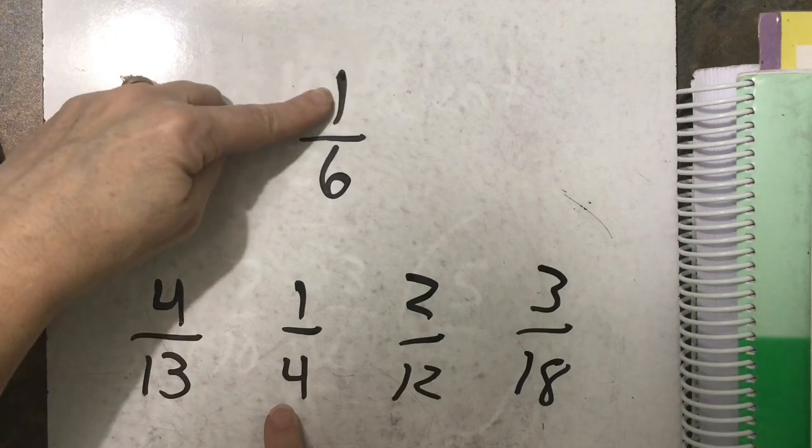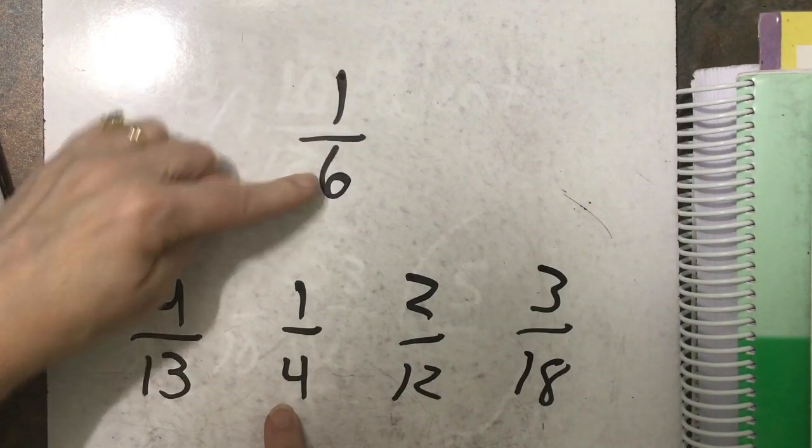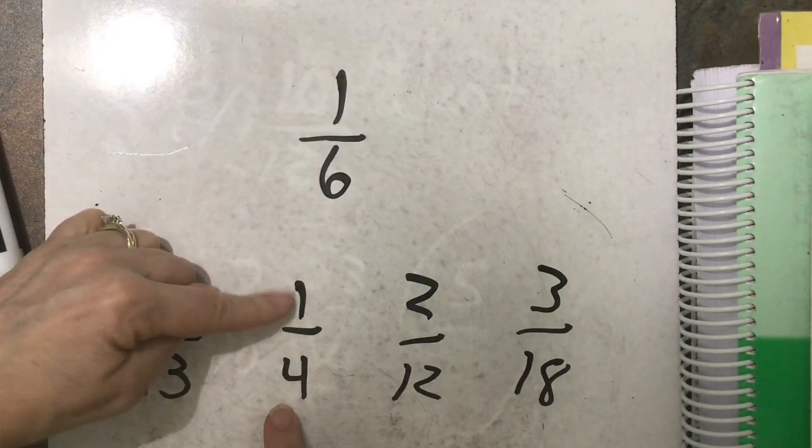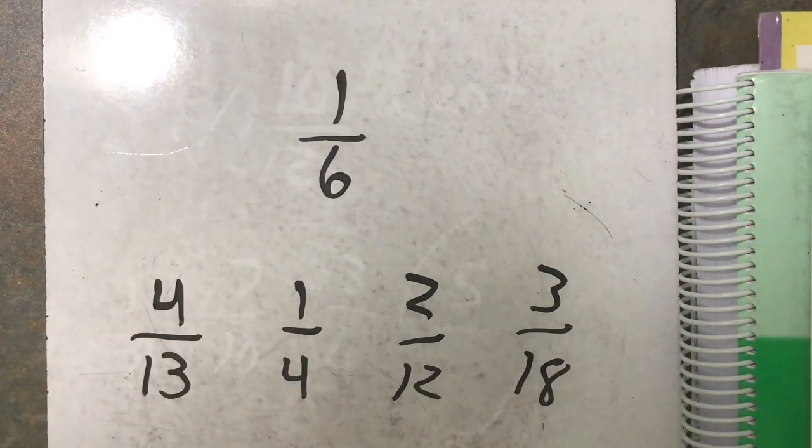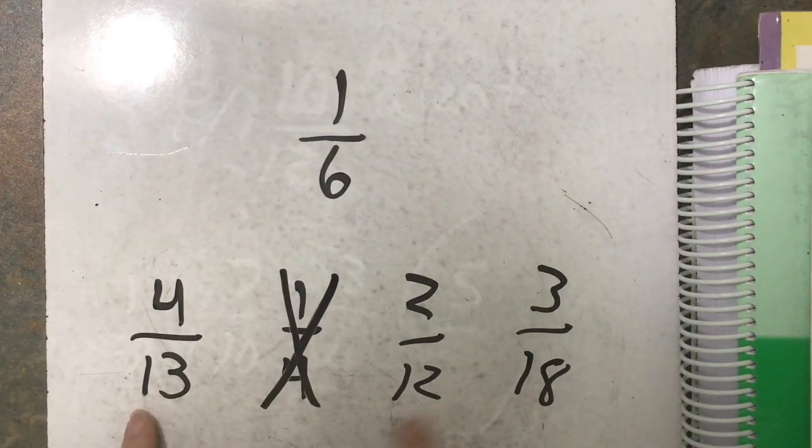Okay, so first of all, you can eliminate unit fractions, okay? If you have one piece that's this size, it is not going to be equivalent with one piece of this size. So you automatically eliminate your unit fractions. Remember, a unit fraction is one piece. So that means we only have to look at these other three.